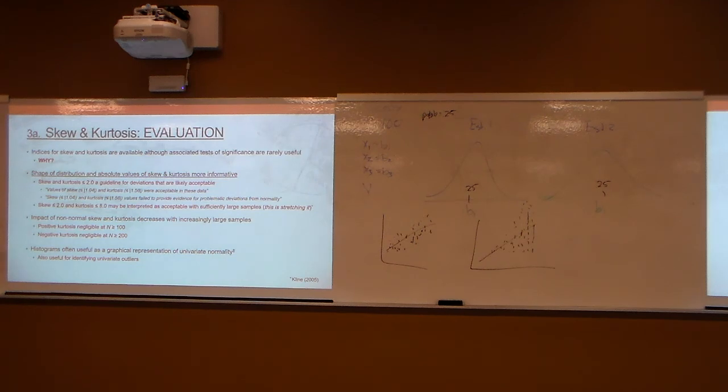So definitely what we want to do is use our histograms to take a look at what these data look like, not just relying on indices of skew and kurtosis. Never in this class will I ask you to interpret whether or not skew or kurtosis values are different than 0. What we're going to do is graphically look at the distributions and then make a judgment on whether or not this is problematic or not.